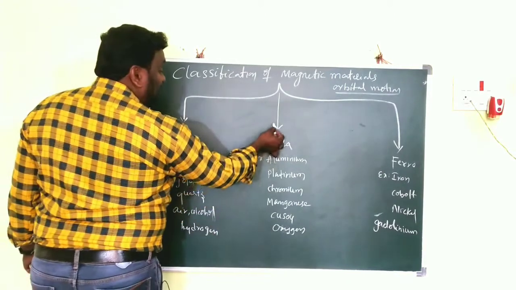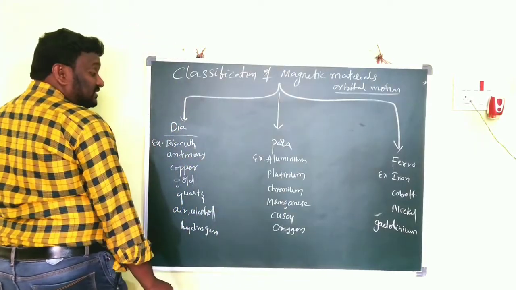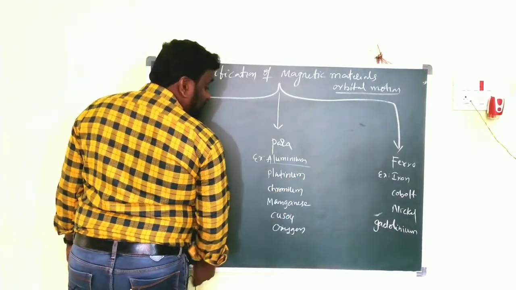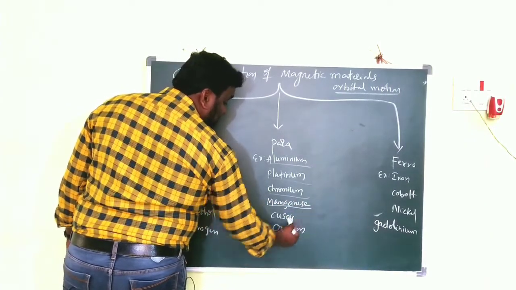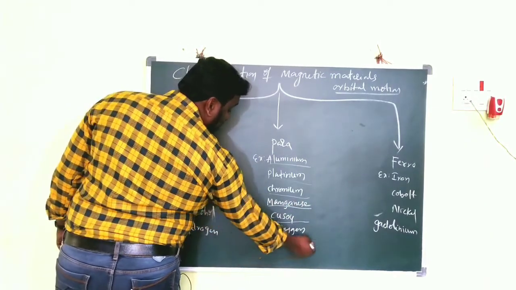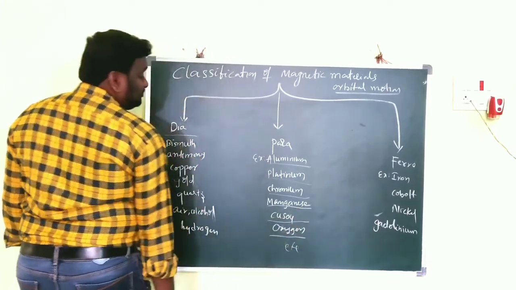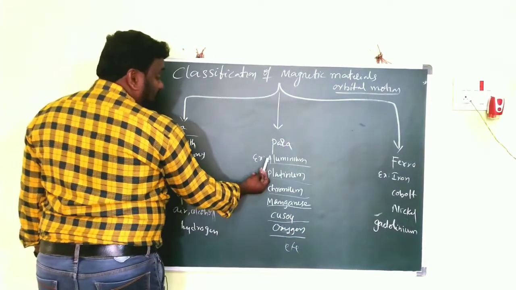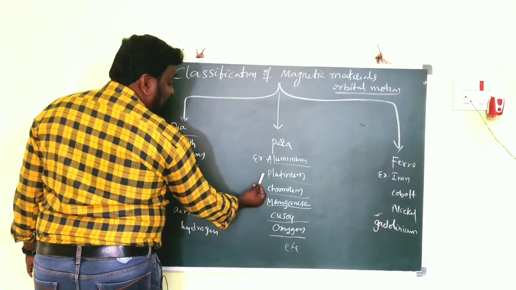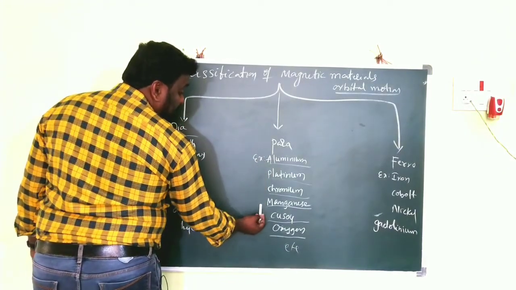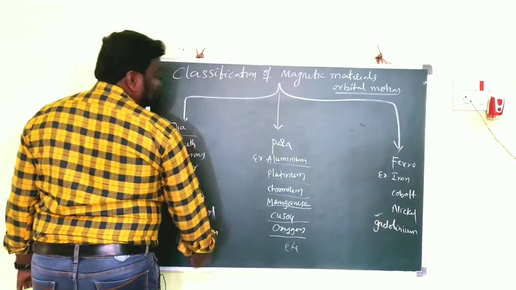And paramagnetic substance also has examples: aluminum, platinum, chromium, manganese, copper sulfate, oxygen, and so on. See once again, examples for paramagnetic substances: aluminum, platinum, chromium, manganese, copper sulfate, oxygen.